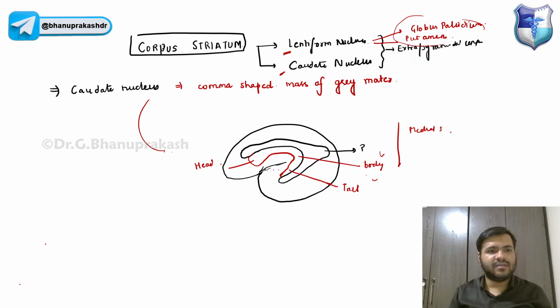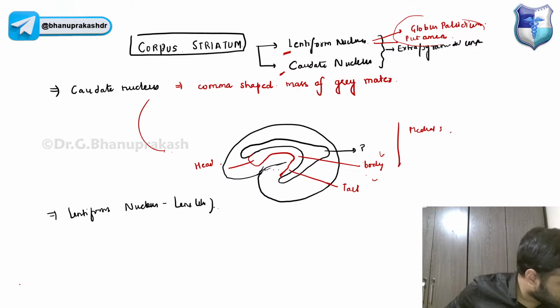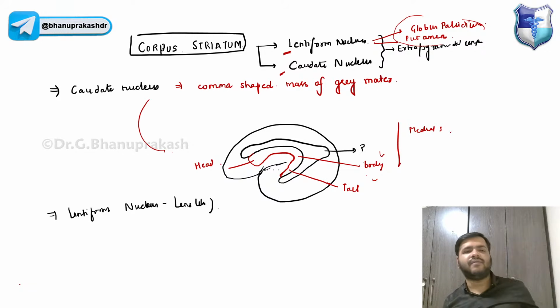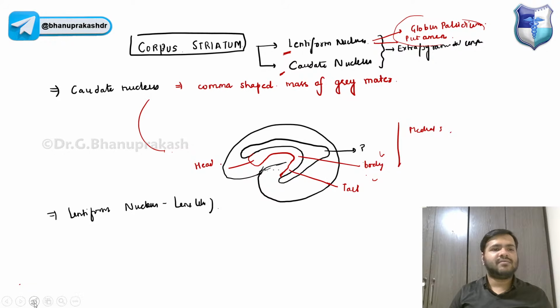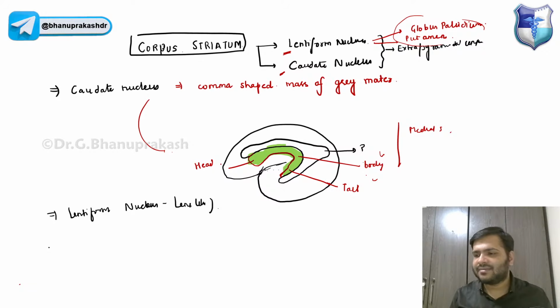Then we have the lentiform nucleus, guys. If in short I want to describe the lentiform nucleus, remember it is lens-like. It is the lateral one, guys. I have not highlighted the caudate nucleus here, but this is something you have to remember. Now coming to the lentiform nucleus.